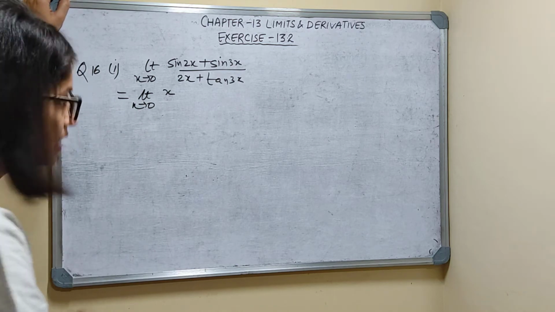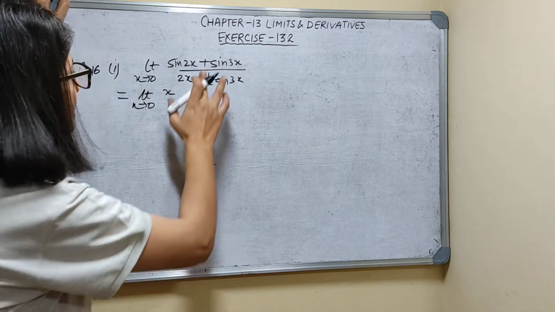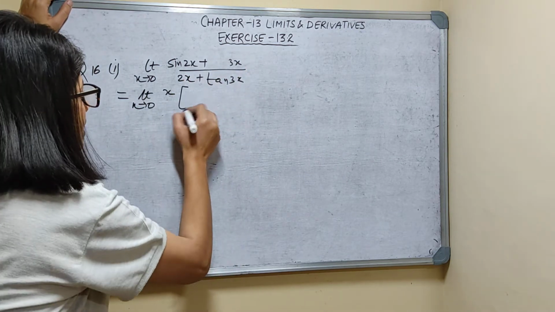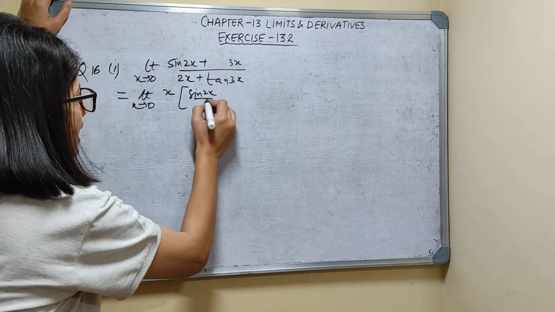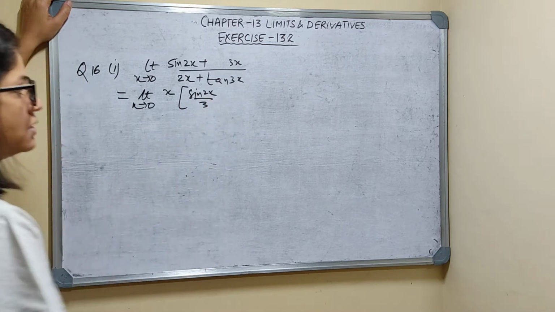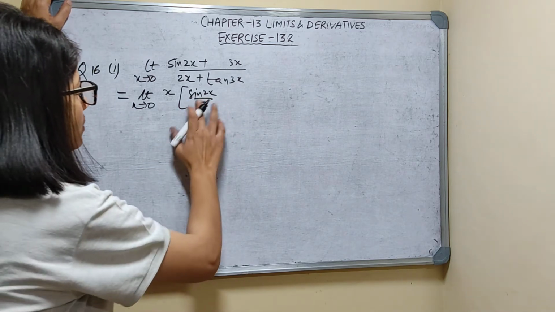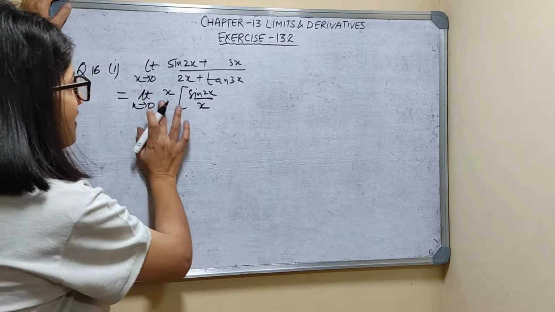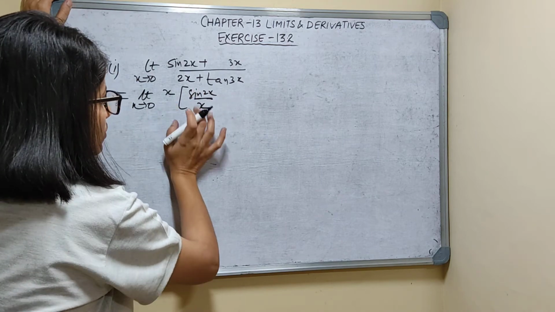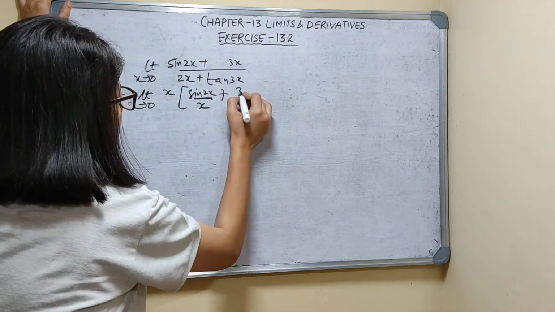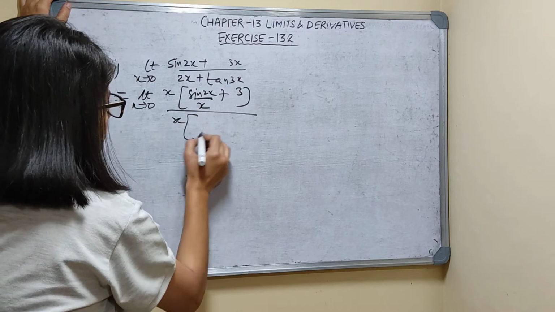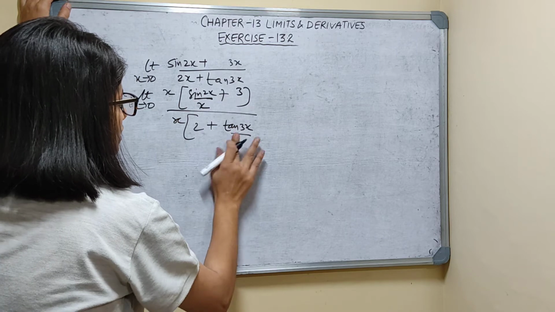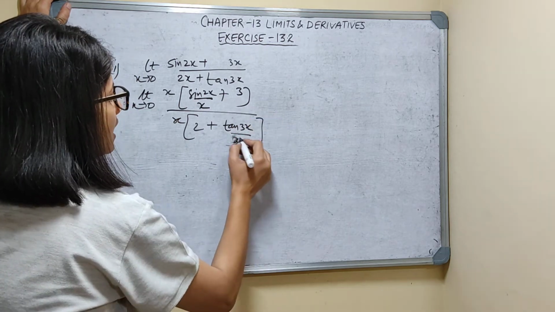So here what will you write? Here sin 2x plus sin 3x. You are taking common x. So here you have to write sin 2x by x plus 3, sin 3x by x. Is it clear? Because I am taking x common, x is not common inside. So sin 2x upon x plus 3 upon x, x is common, 2 plus tan 3x upon x. Is it clear?